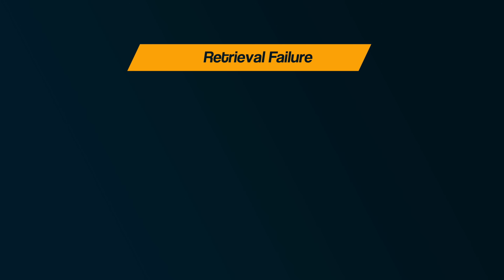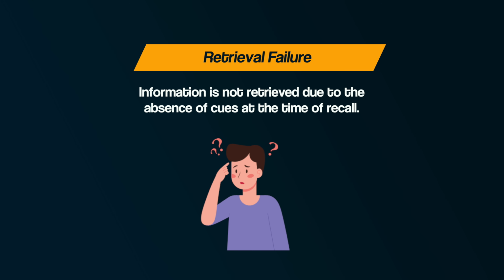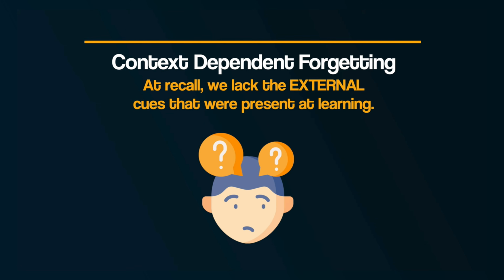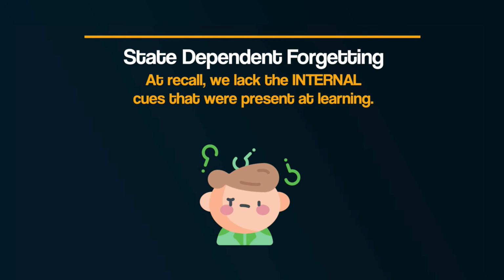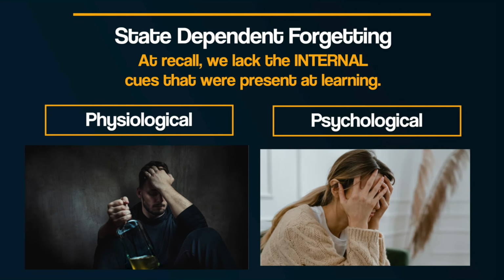The other explanation of forgetting is retrieval failure. This is when information is not retrieved due to the absence of cues at the time of recall. Context-dependent forgetting occurs when the external environmental cues at learning are different from the external environmental cues at recall. State-dependent forgetting happens when internal states at the time of learning differ from those at recall. This could be psychologically or physiologically.